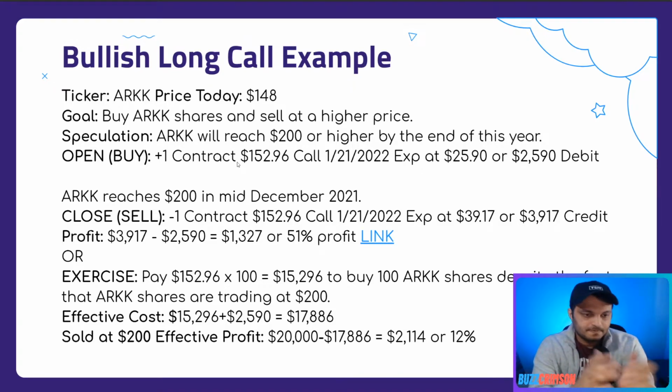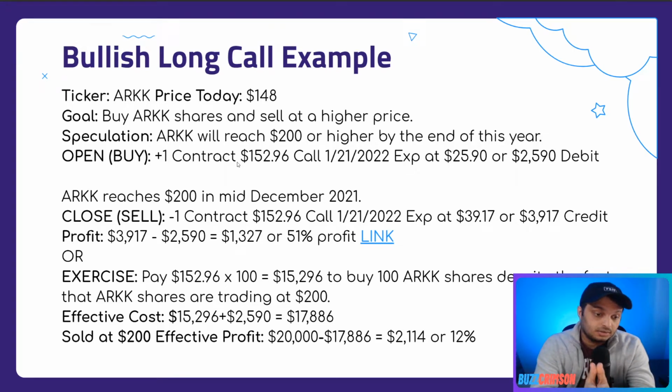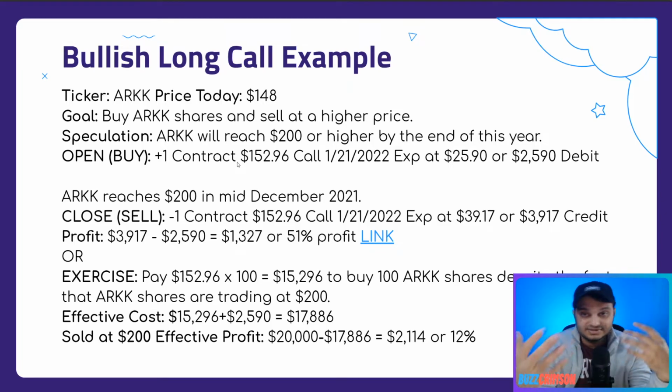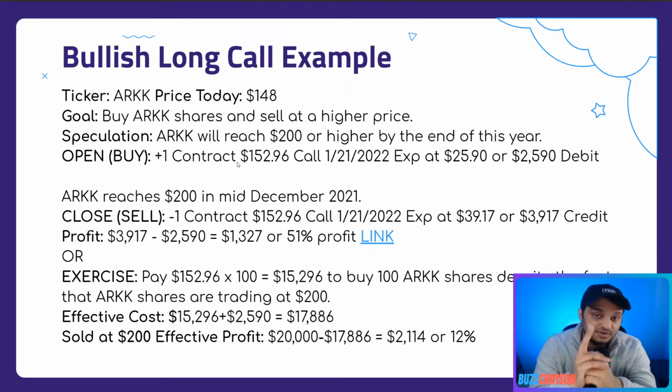I forget about it. ARKK reaches $200 somewhere around mid-December. So I've got about a month before it expires. It's in the money. I mean, it was in the money for a while and it reached 200, and that was my goal. I wanted to cash out at 200. So when it's at 200, since I own this call option, I have two choices. I can either sell the call option or I can exercise to buy the shares. So let's look at both situations.